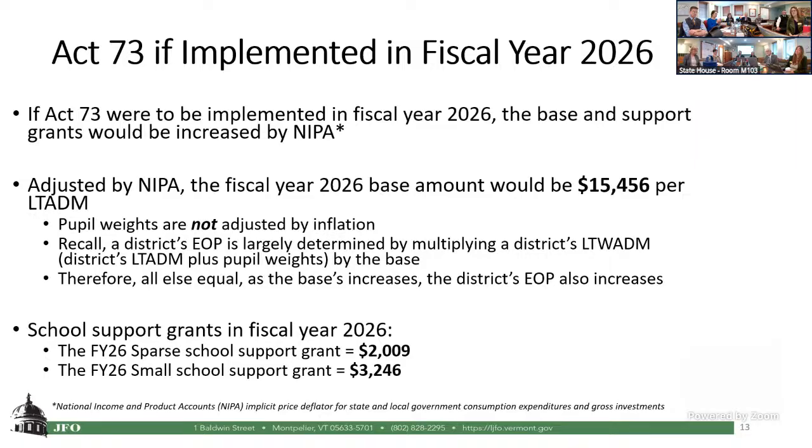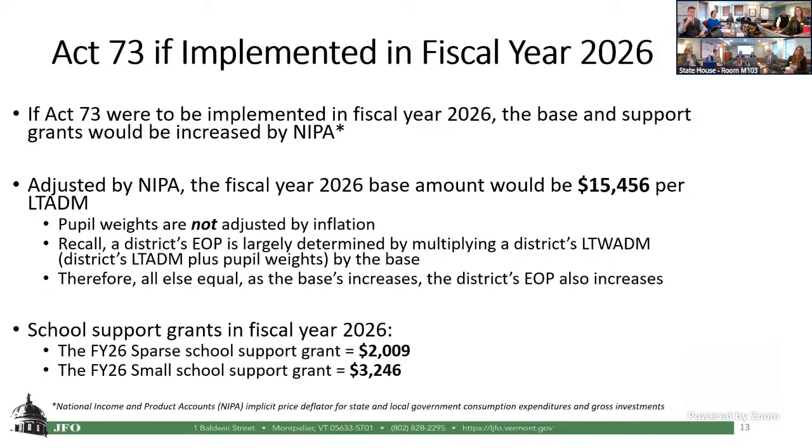And I think it's important to note here that the pupil weights themselves are not adjusted by inflation. So you'll recall that your EOP, if you're a district, is determined by your long-term weighted ADM, which is the long-term membership of kids in your district, plus any pupil weights that those kids bring with them. And then that summed up figure is then multiplied by the base. So the weights themselves don't change, but all else equal, since the base is increasing, your EOP would therefore be increasing.